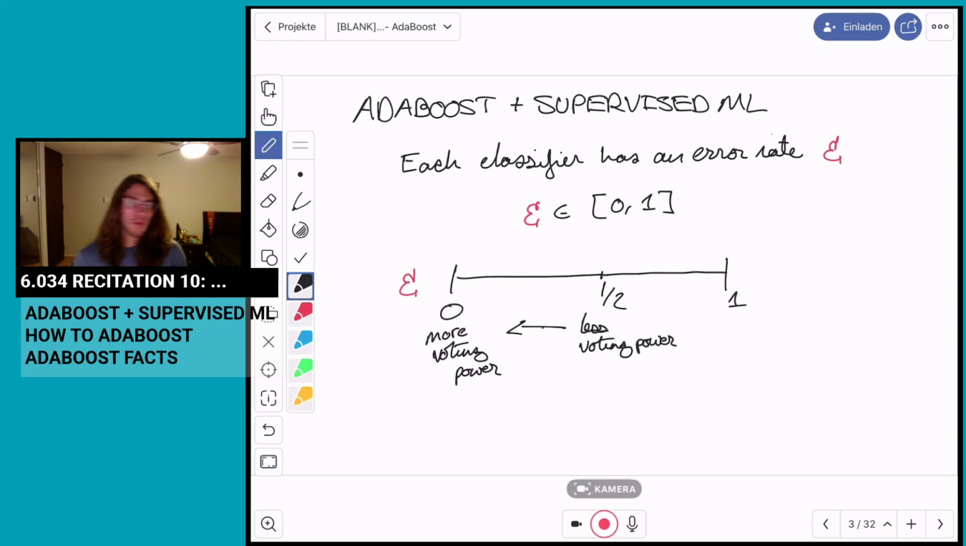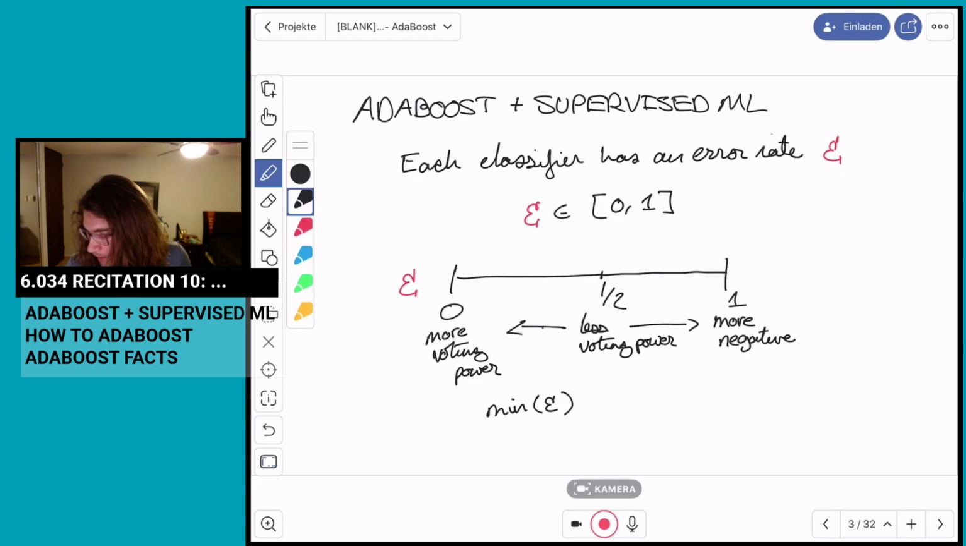So far so good. So one way of picking the classifiers is the minimum of epsilon, the minimum error rate. And if, let's say, a classifier has an error rate of 0, there's only need for that particular classifier because that classifier is able to classify all the points correctly by itself. But let's say a classifier has an error rate that gets close to 1. So we would actually give such a classifier more negative voting power. And I want to highlight the negative part.